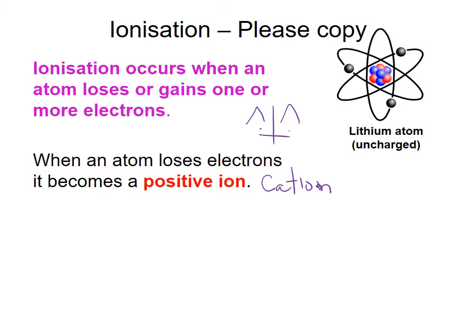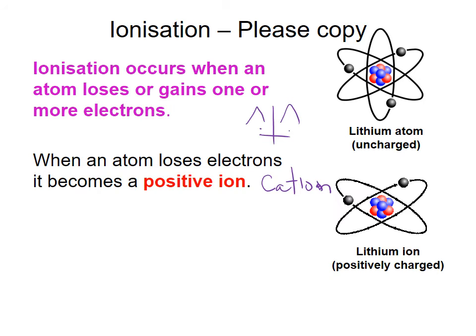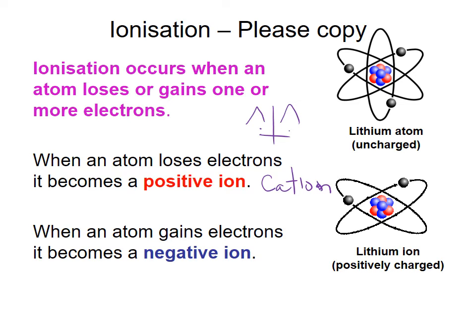Right, so here we have lithium, which we've looked at. So the lithium atom is uncharged because the number of electrons equals the number of protons. You take away an electron, it then has more protons, which are positive. So it means it's now positively charged. So when an atom gains electrons, it becomes a negative ion, also known as an anion. Rhymes with onion, which makes you cry, so it's negative.